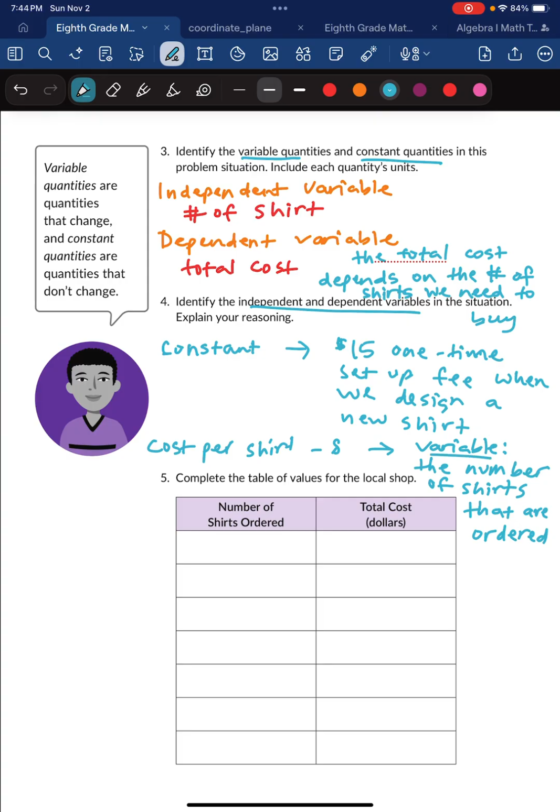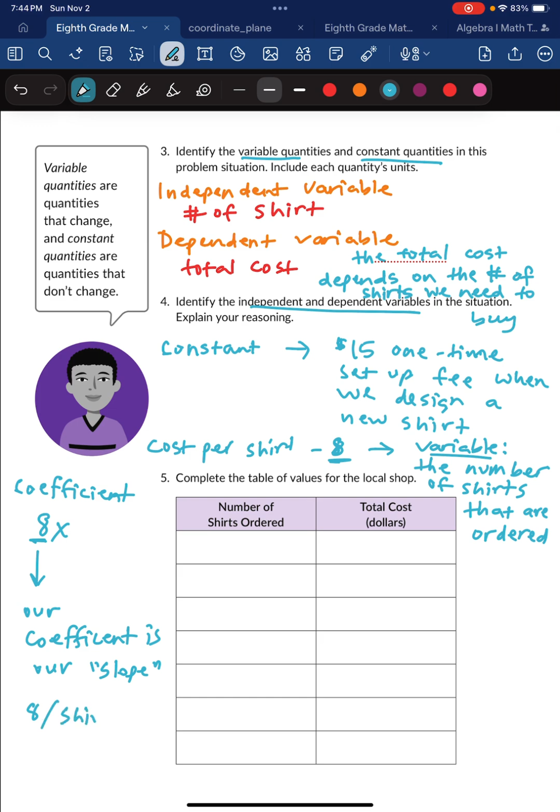Our coefficient of that variable is $8. Remember, a coefficient is a number that comes in front of a variable like this. And in this case, our coefficient is our slope of $8 per shirt.